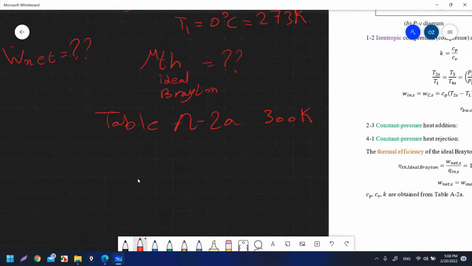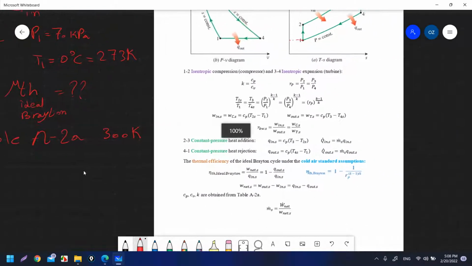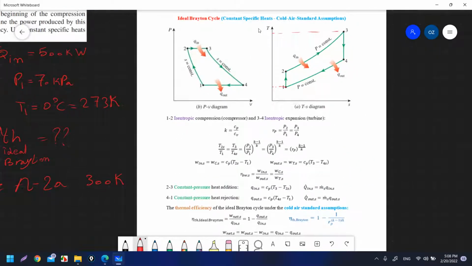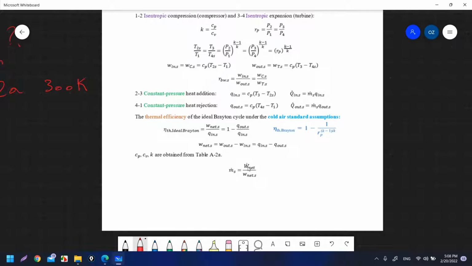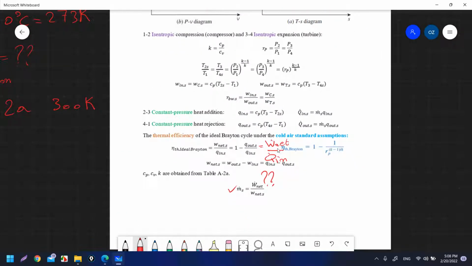How can I find W dot net? This is the equation sheet for the ideal Brayton cycle under constant specific heat, or cold air standard assumptions. W dot net can be found here. I have the mass flow rate. I want W dot net. You can also use W dot net over Q dot in, and find Q dot in, but I don't have the thermal efficiency. It is also required. That is why I cannot use this equation to find W dot net.